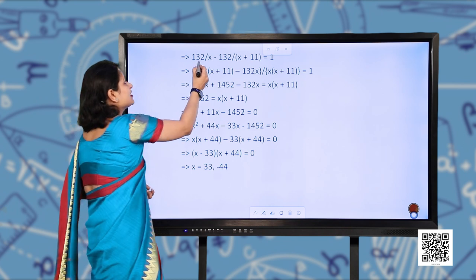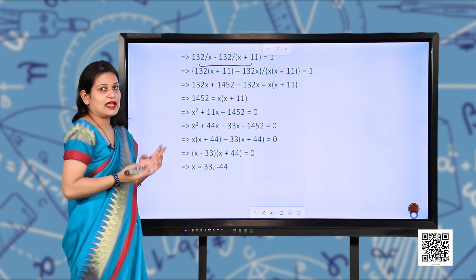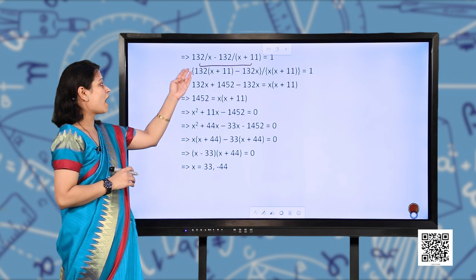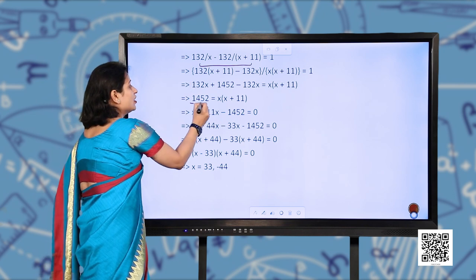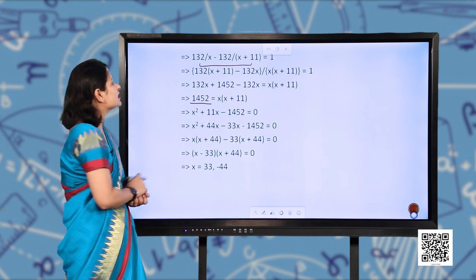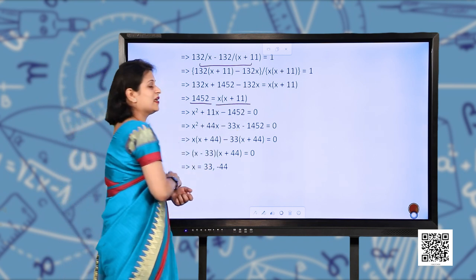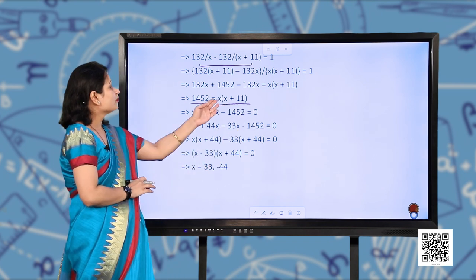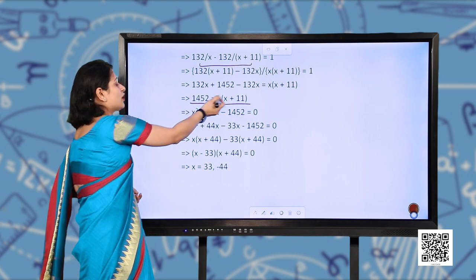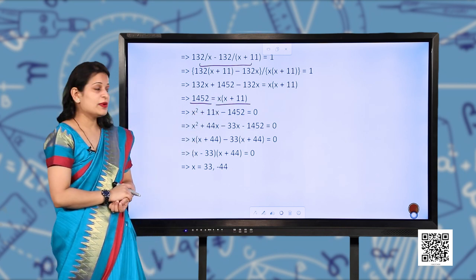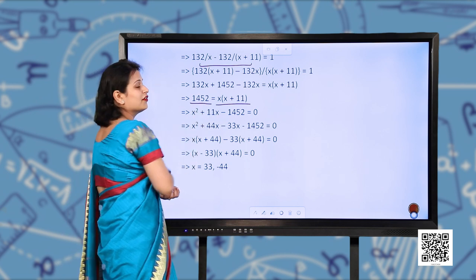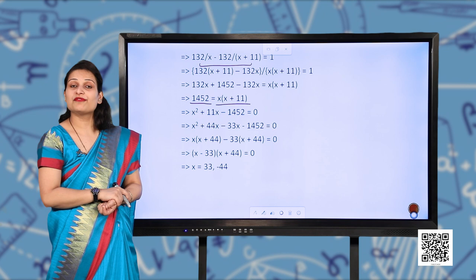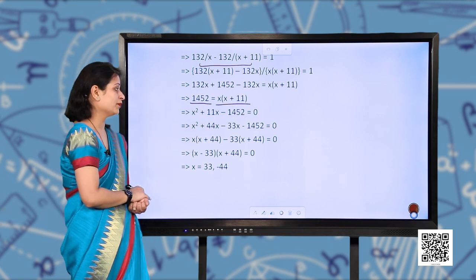We will take the LCM of this. What will you get? x into x plus 11. So, after solving this equation, we will get 1452 is equal to x into x plus 11. Now, we can solve this and get a quadratic equation. So, we will get x square plus 11x minus 1452 is equal to 0.